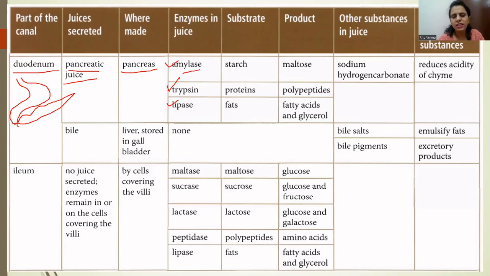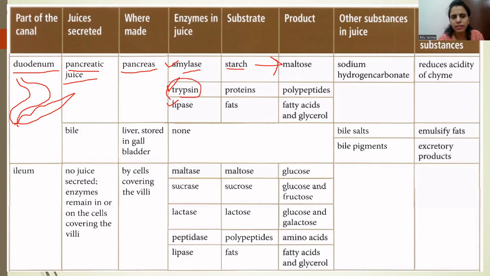This amylase helps in digestion of starch into maltose, because in our mouth the food stays for very little time. So if there's any starch left in the food, that starch still requires digestion. That starch will be digested by amylase, which is now secreted in pancreatic juice. So remember, in the entire human alimentary canal, amylase is secreted at two places: one in the mouth and one in the pancreas, in the duodenum. So amylase digests starch into maltose.